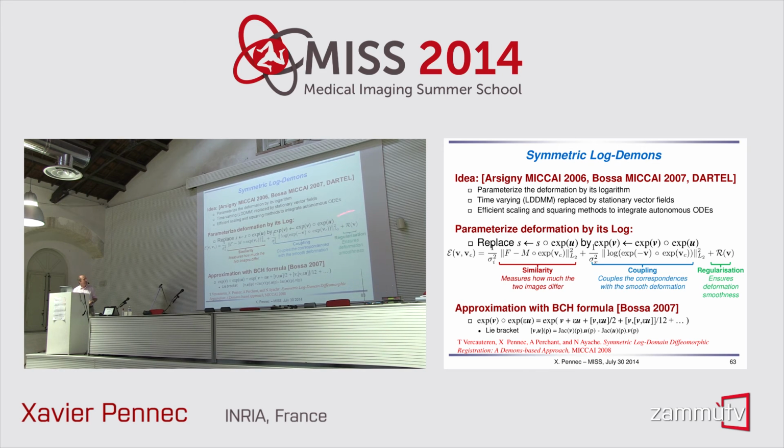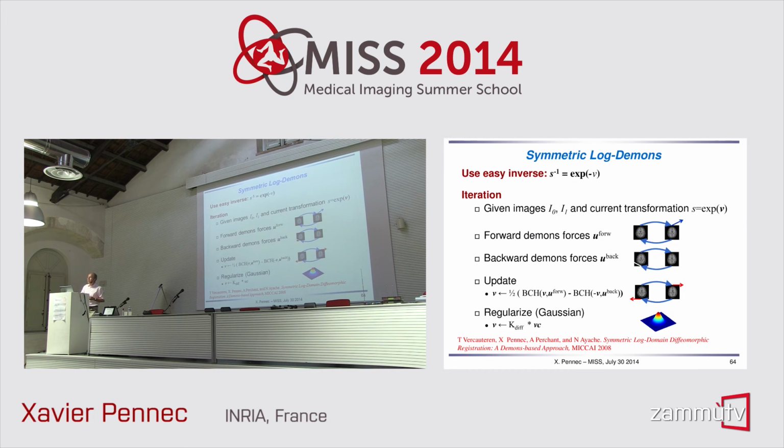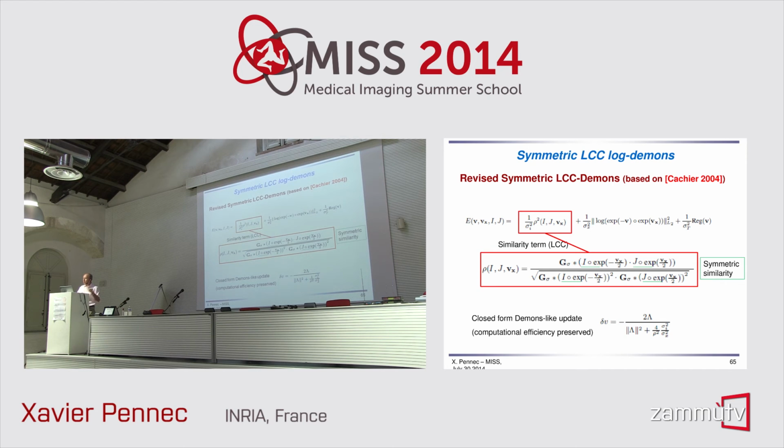And now the regularization. We can have exactly the same setup as before, where given two images, we compute the Demons forces, so we can compute them forward and backward. Then we can compute the update with the Baker-Campbell-Hausdorff, and we can combine the forward and backward deformations. And then we regularize the stationary velocity field with a Gaussian. And that is the heart of the log Demons algorithm that now we can expand with other types of similarity criterion.